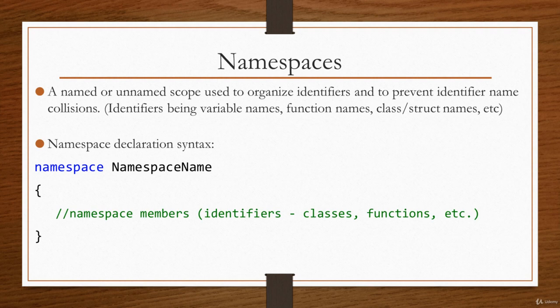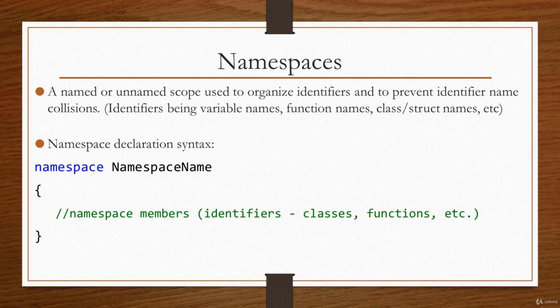At the bottom of this slide we have a namespace declaration syntax using the namespace keyword. Remember when we declared a class or a struct, you'd have a class or a struct keyword followed by the identifier name. Well, here we have the namespace keyword followed by the namespace name, or in other words the name of that scope. It can also be unnamed, but we'll talk about that in more detail later.